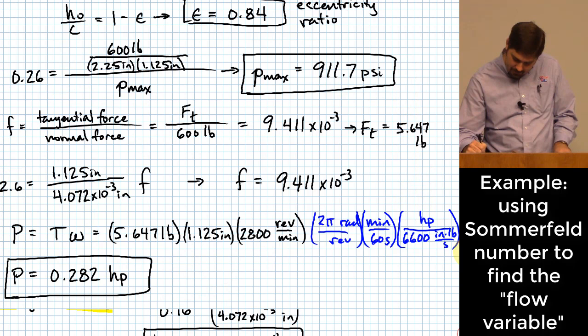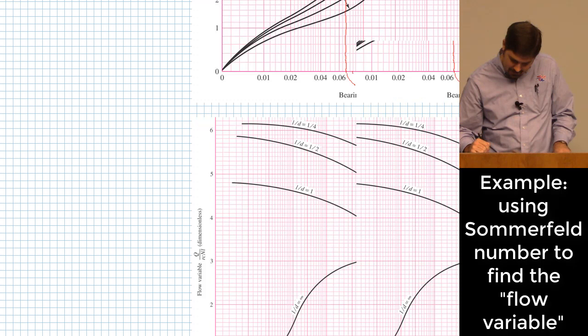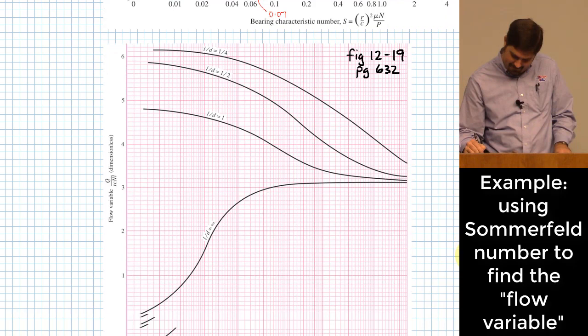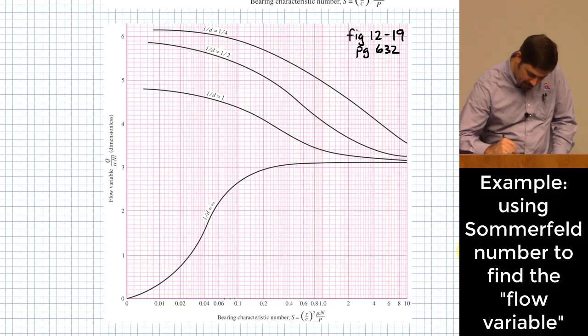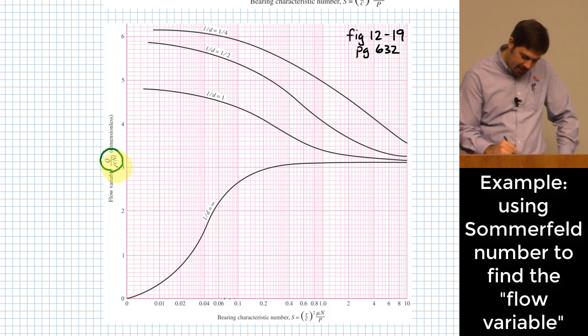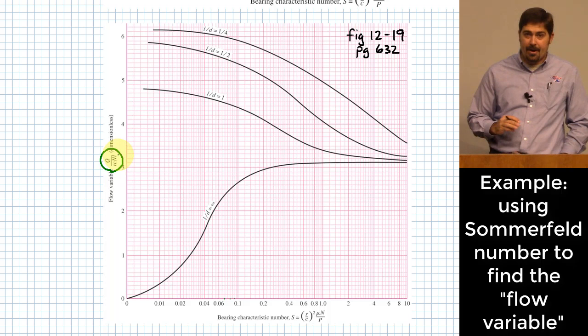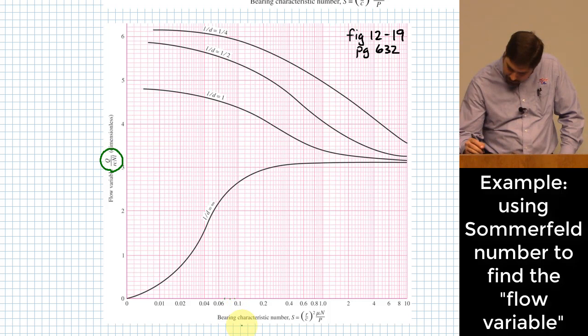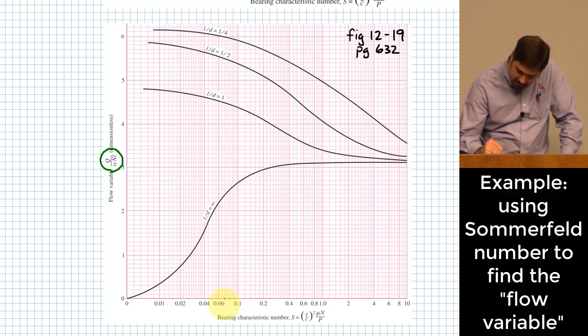Okay, well, how do we get Q? What's your guess? Answer, there's a chart for that. Here we have a flow variable. Okay, the flow variable is volumetric flow rate divided by RCNL. Okay, that's the radius of the journal, radial clearance, the speed, and the length of the bearing. Down here we still have the bearing characteristic number. And so, just like we've done in the past, we need to take this and figure out where 0.0676 is. So that's like right here.